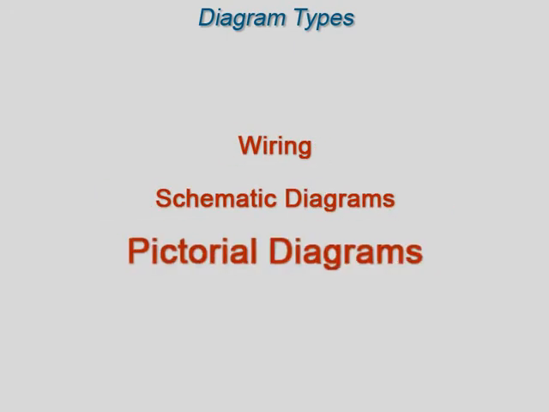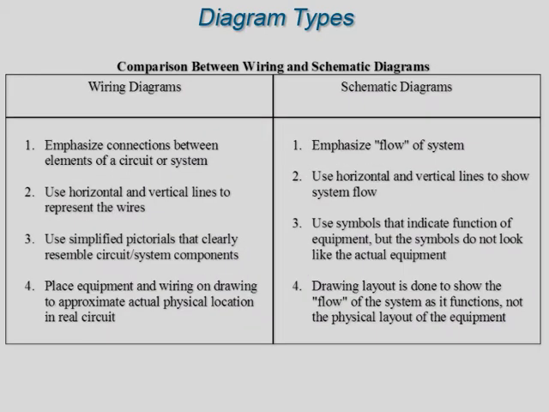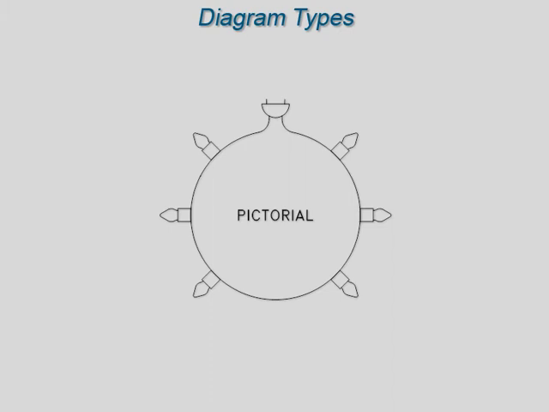There are three ways to show electrical circuits. They are wiring, schematic, and pictorial diagrams. The two most commonly used are the wiring diagram and the schematic diagram. This table compares these two types of diagrams. The pictorial diagram is usually not found in engineering applications.